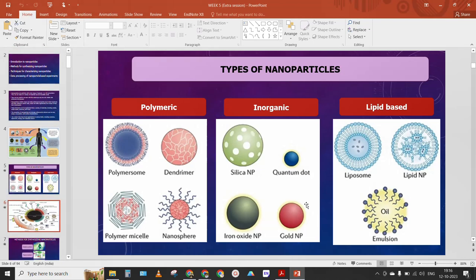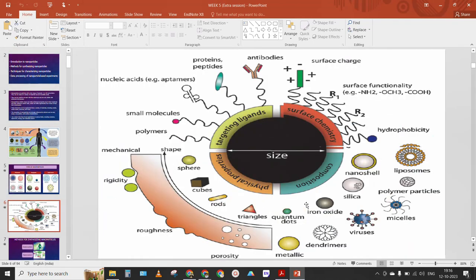Then properties of nanoparticles. I have divided the properties of nanoparticles into four categories. The first one is targeting ligands, then surface chemistry, composition and physical properties. We'll start from targeting ligands. Some of our polymeric nanoparticles have small molecules, nucleic acid, protein peptides and antibodies for targeting.